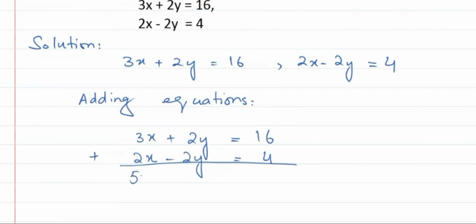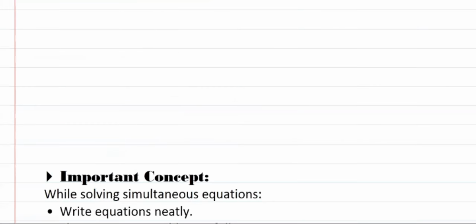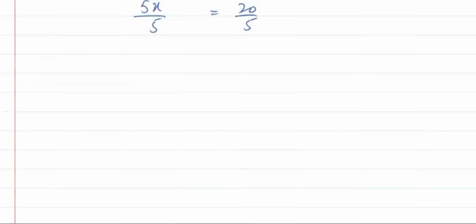3x plus 2x is 5x. The 2y and minus 2y cancel each other and 16 plus 4 is 20. Now dividing both sides by 5, so 5x by 5 equals 20 by 5, and we get x equals 4.